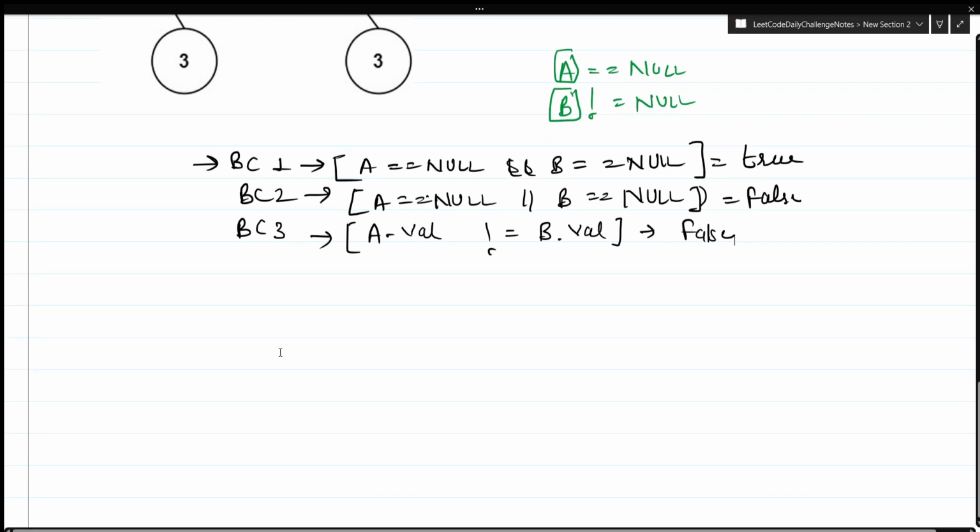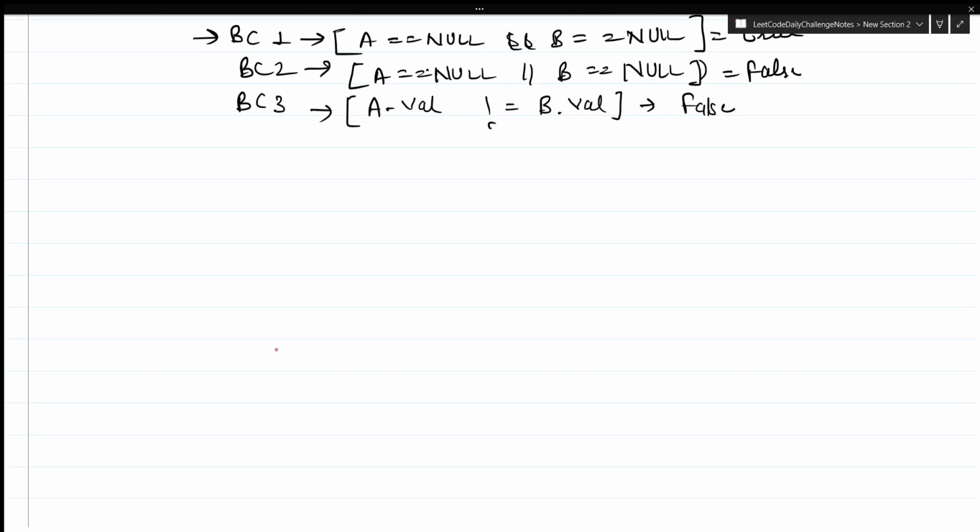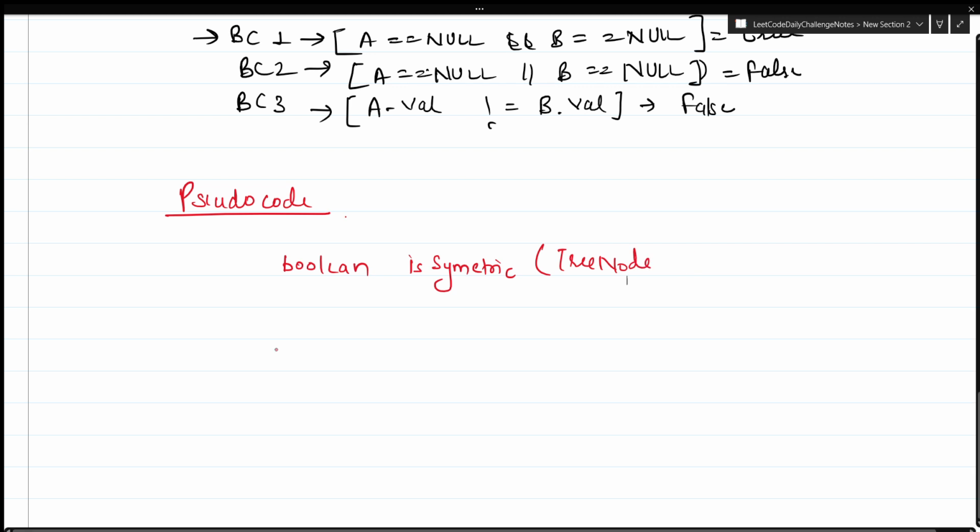Let me give you the pseudo code of this. Why am I writing the pseudo code for this question? Because this is a very easy question. I will return a boolean, isSymmetric, where I will get a tree node, and I have named it root.